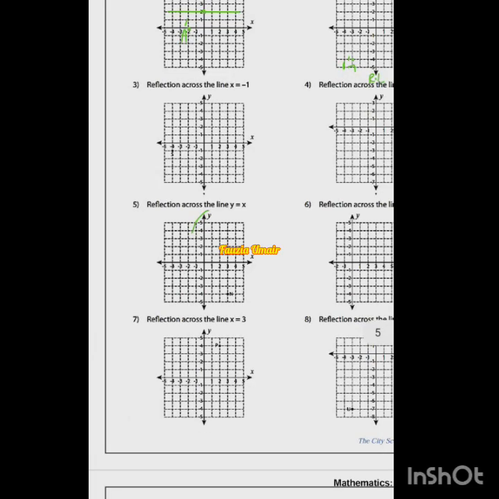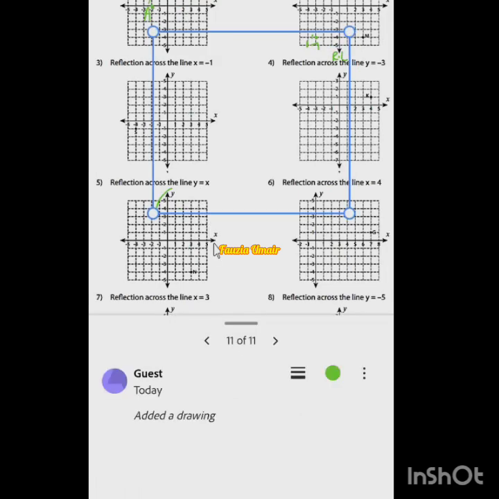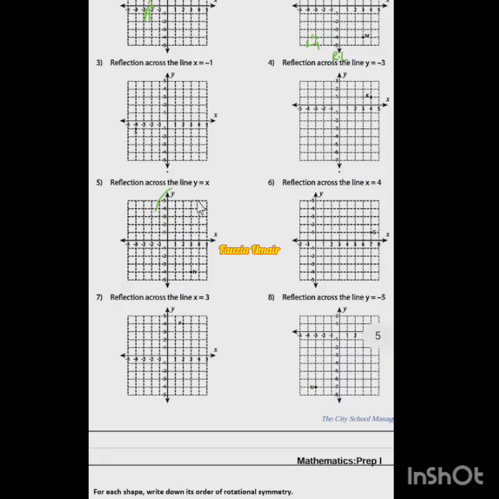Yes, ma'am. Acha, what about this one? Reflection along the line y is equal to x. So, ma'am, so x is... So this is a line. Oh, one minute. Let me draw it again. Sorry. How will this be the line?